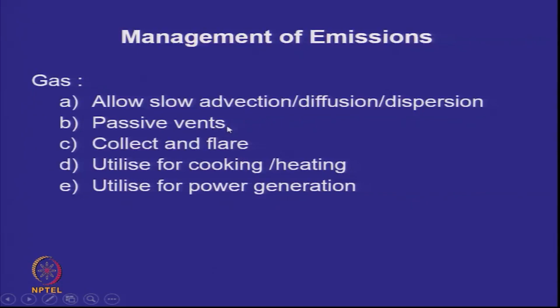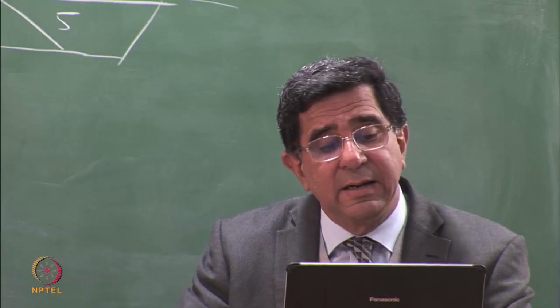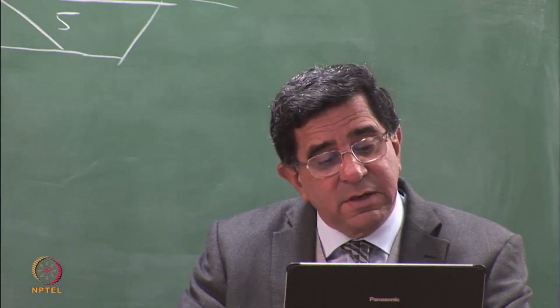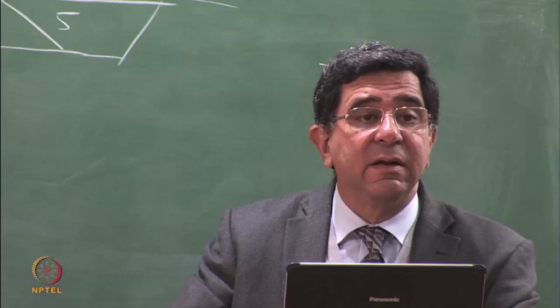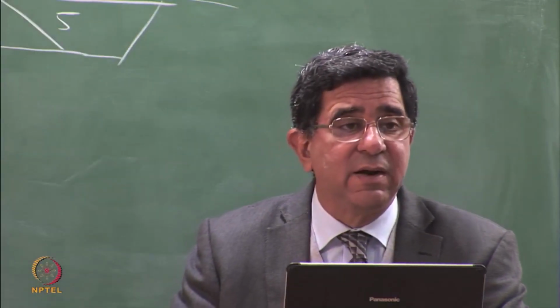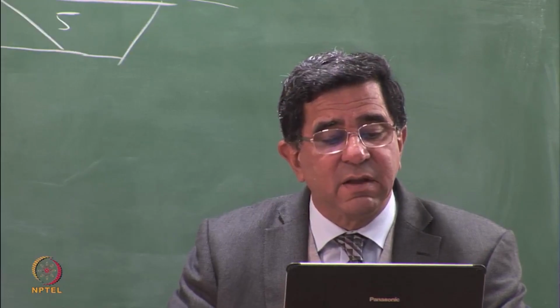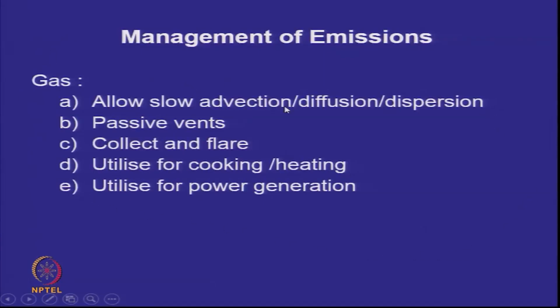If you don't have the initial money, after some time you can connect the passive vents to pipes, collect the gas and flare it. You can burn the methane. In the end you can use the methane for cooking gas, heating of homes or power generation. This is utilization. It requires an investment and it requires deodorization. Flaring is an intermediate step: you can collect and flare it. When you flare it, methane turns to carbon dioxide, which has about 1/20th the greenhouse gas effect of methane. So these are the ways in which we can manage the emissions.